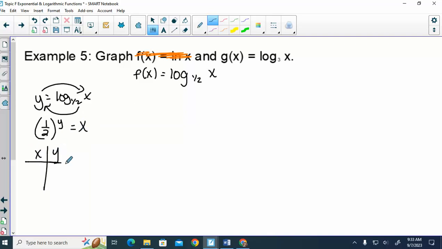If you make your t-chart, we've been graphing exponentials, and I told you with exponentials we always plug in -1, 0, and 1. So I'm going to put those in for my exponent, but the exponent is my y. So what is 1/2 to the -1 power? 2. 1/2 to the 0, and 1/2 to the first.